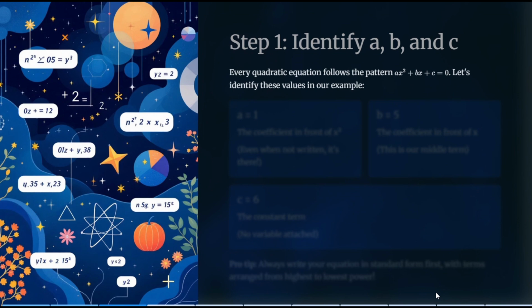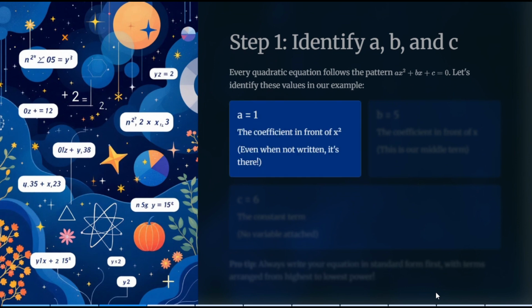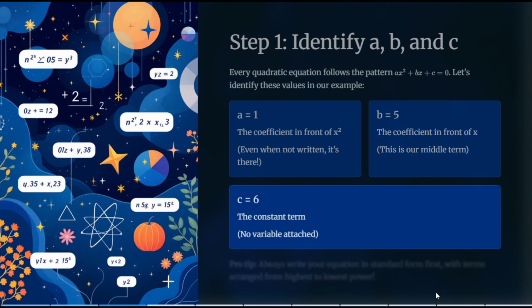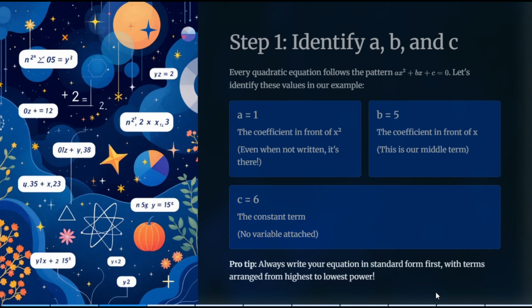Step number 1, you'll want to identify a, b, and c. So in our case, a equals 1, that is the coefficient in front of x squared. b equals 5, that is the coefficient in front of x. And c equals 6, that is the constant term. So always write your equation in standard form first, that is ax squared plus bx plus c equals 0, with the terms arranged from highest to lowest power.